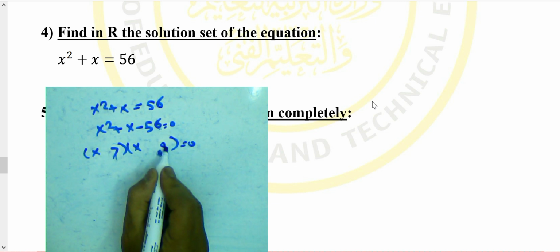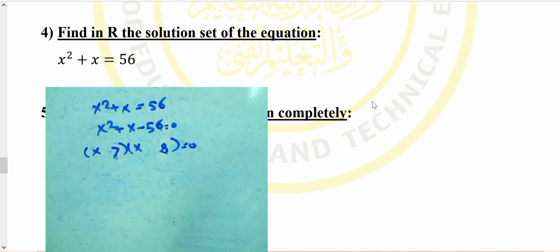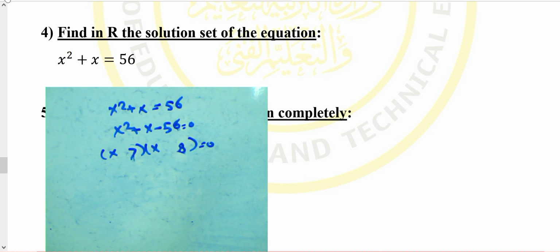No, 56 equals 7 times 8, okay? But 8 times 9 equals 72. Understood? 7 times 8 equals 56.